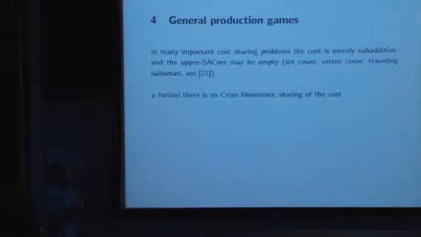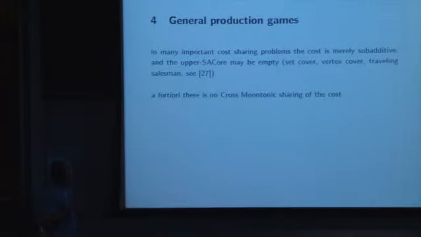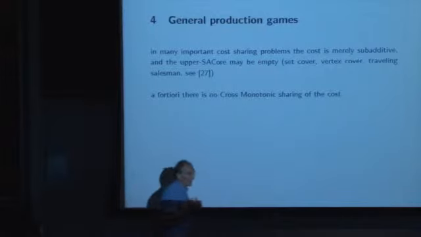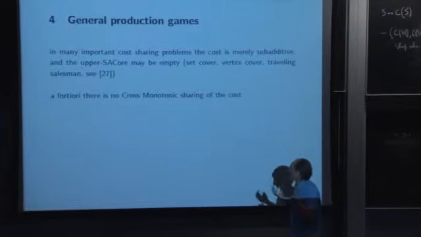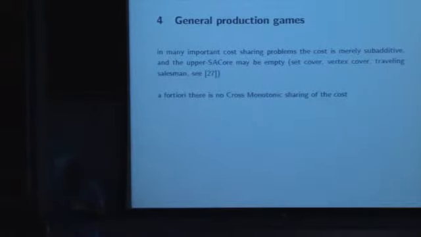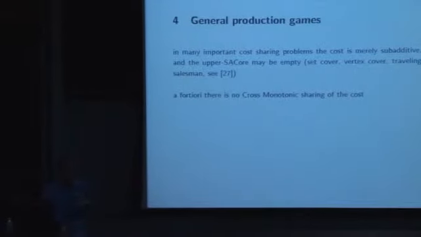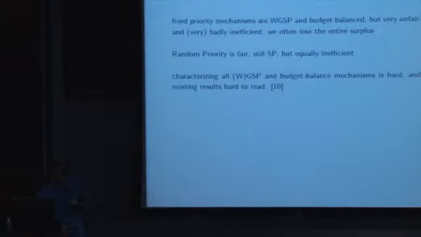So first of all, the first observation is that you have a number of important problems of combinatorial optimization, such as set cover, traveling salesman, etc., in which the cost function is going to be only subadditive and certainly not submodular, and therefore it is out of the question to think of a cross-monotonic method to share the cost, because problems with submodular cost are rather special, and when it's not, you cannot hope for cross-monotonicity.